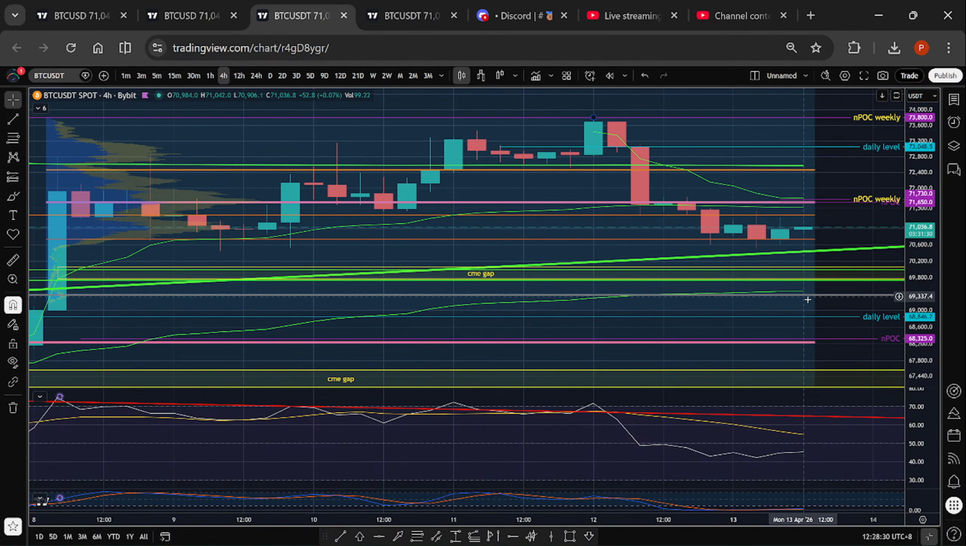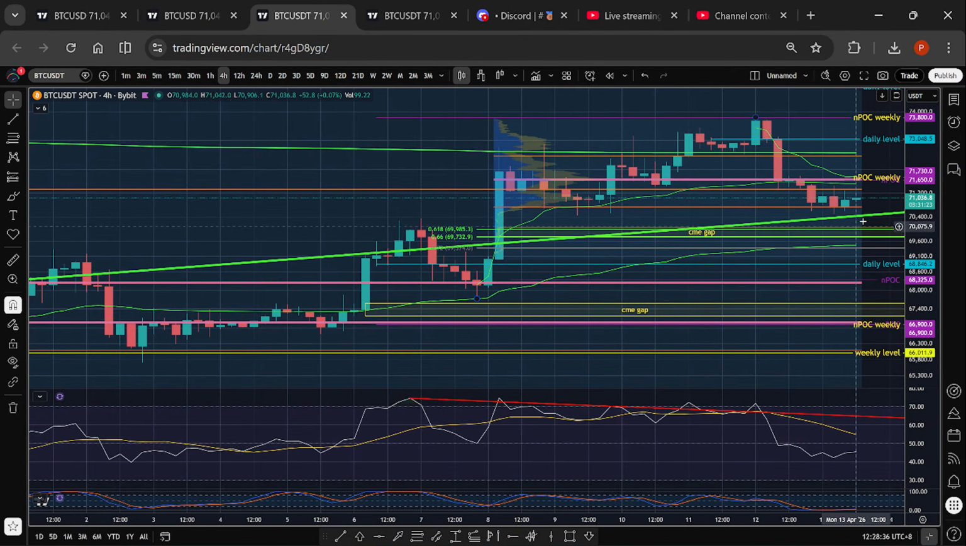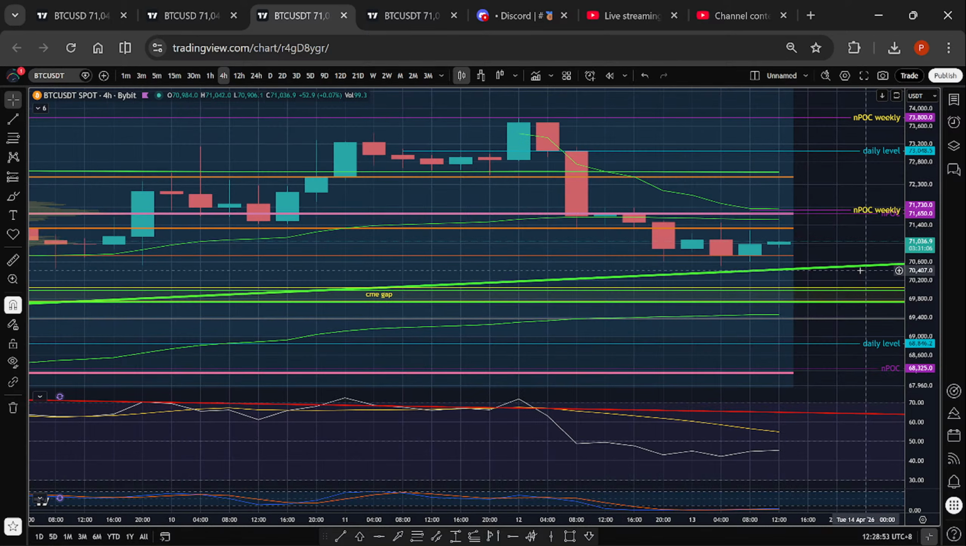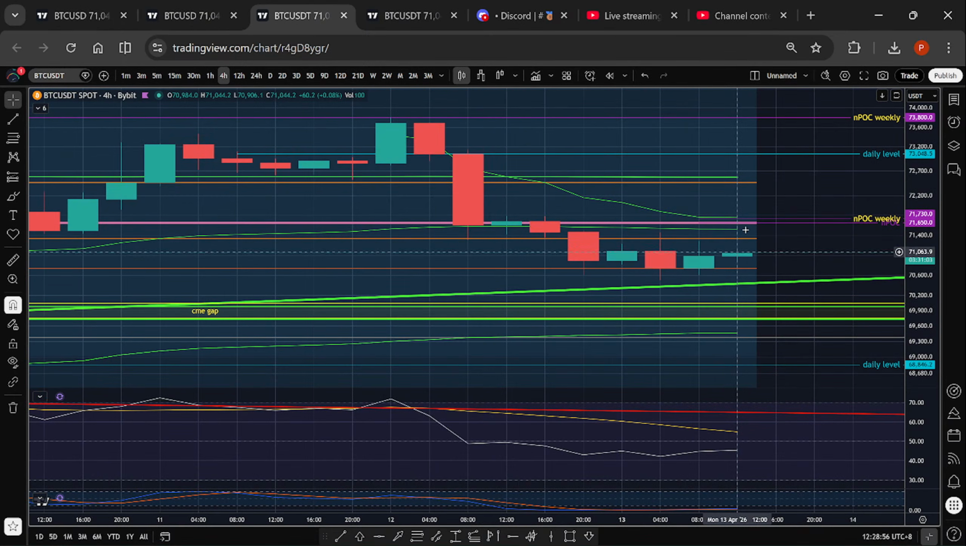So in this little area here could be a chance of a long, and if we just drop all the way through all of this, well, we know we're going to come down and probably fill the other gap. And we've got this MPAC weekly here, which is a level that it could come down, touch, and then bounce up.